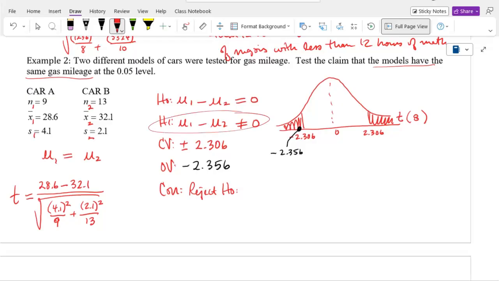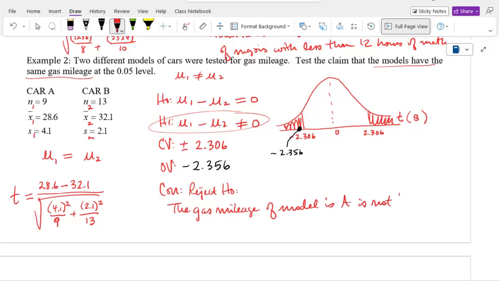Before you can write the conclusion, though, you do need to move your mu sub 2 over to the other side. So I need to write this: mu sub 1 is not equal to mu sub 2. Well, the average gas mileage of Model A is not the same as the average gas mileage of Model B. The gas mileage of Model A is not the same as the gas mileage of Model B.